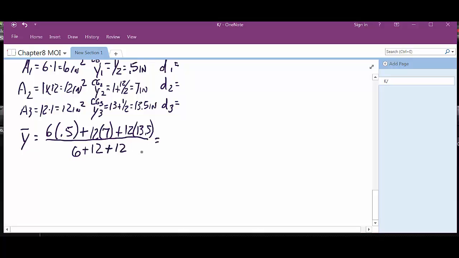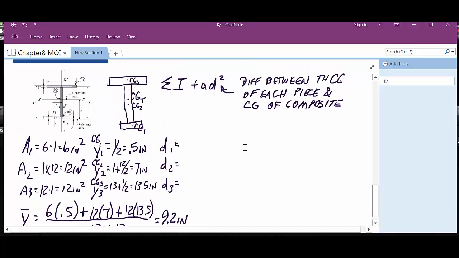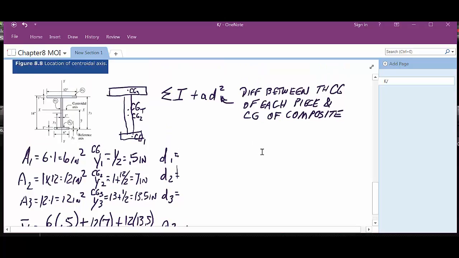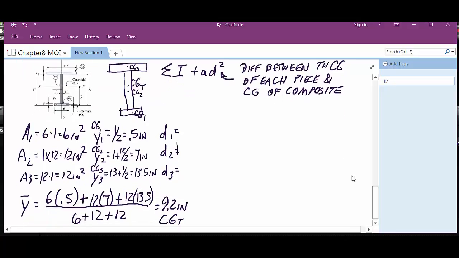So somebody punch that in for me. 9.2. So we were right, weren't we, in our assumption that this center of gravity of the total, that's what that is, right? That's, if you will, CG total, based on the way that thing is shaped.